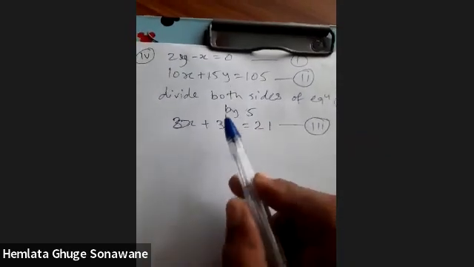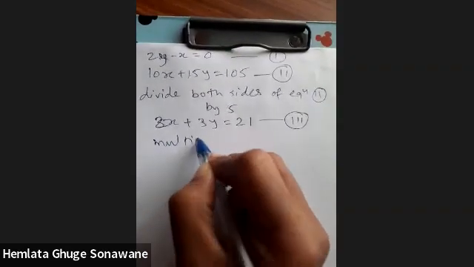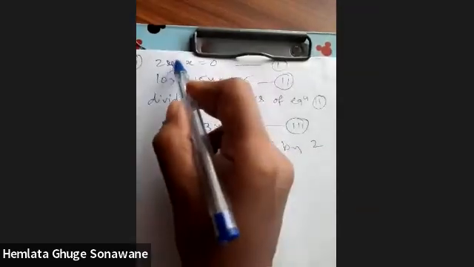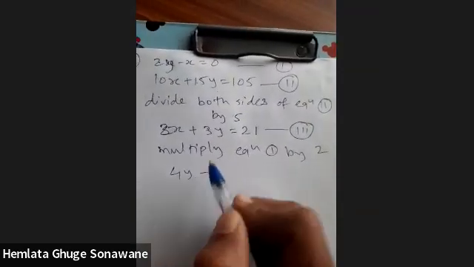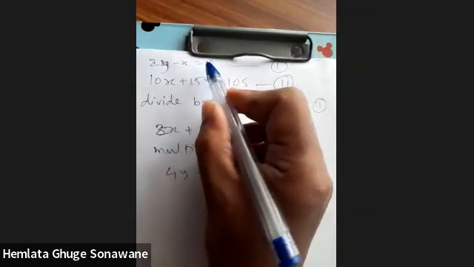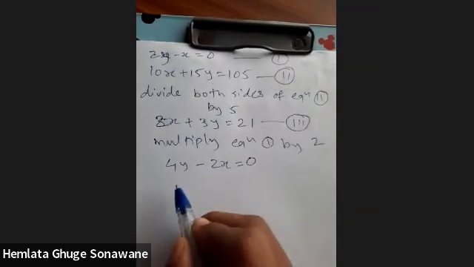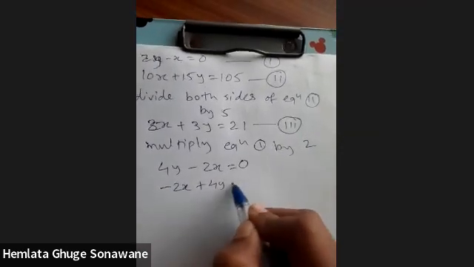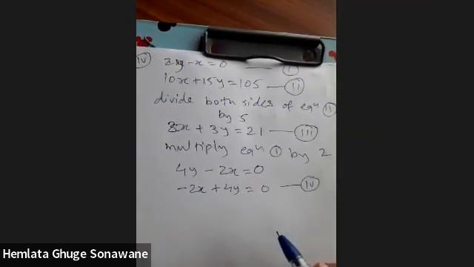Now we'll multiply equation 1 by 2. So this equation becomes 2 2s are 4, 4y minus 2x is equal to 0 into 2 becomes 0. This equation we can write as minus 2x plus 4y is equal to 0. So this is our equation number 4.